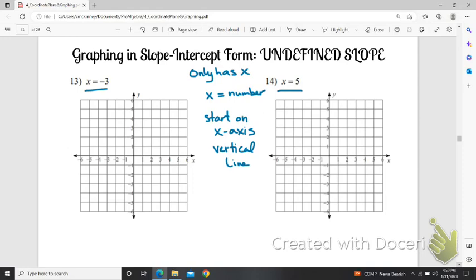So x is equal to -3, so I'm going to go to -3. And x does equal -3 right here, but guess what? It equals -3 here, and here, and here, and down here. X is -3 all of these places. Now, you probably don't need to make all of those dots because you can just trace this vertical line.